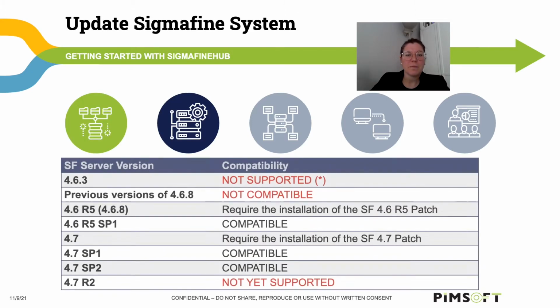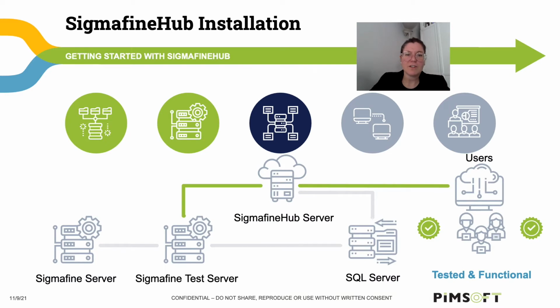Update Sigmafine system. If the Sigmafine Server version is older than 4.6.8, a Sigmafine upgrade is necessary before jumping to the next step of the installation. If the Sigmafine Server doesn't need an upgrade or it has already been done, the installation can take place. It means having Sigmafine Hub installed and connected to the Sigmafine Server with client connection ready to be used. The Sigmafine Hub installation is much easier than the installation that we are used to seeing for Sigmafine components, and if the requirements are met, it can be performed by users that are not professional IT.